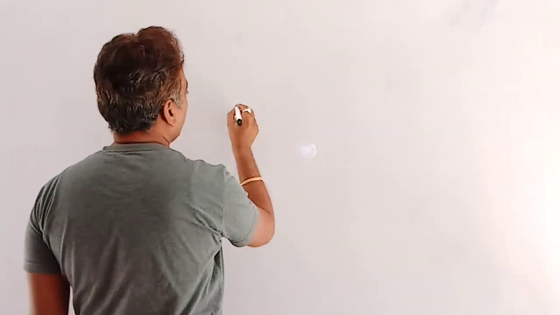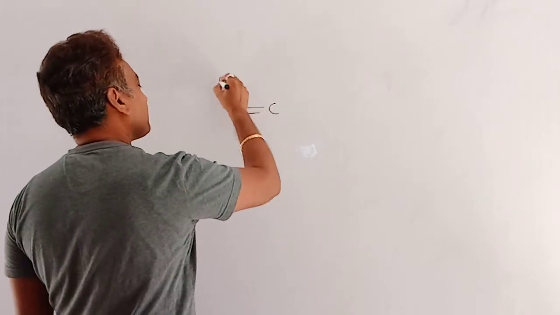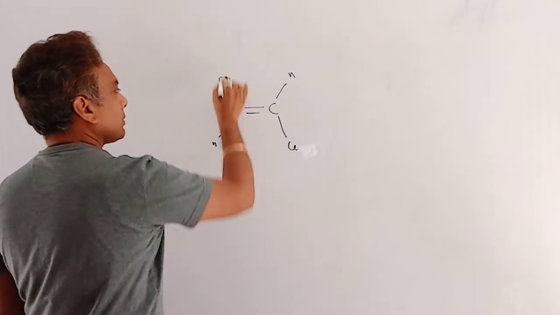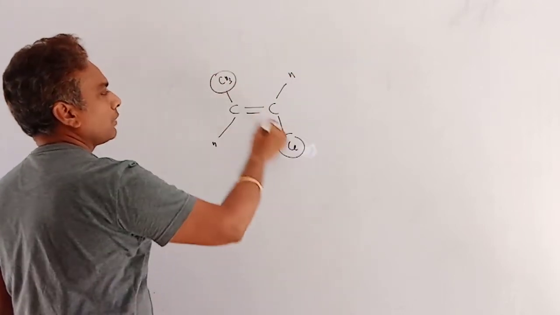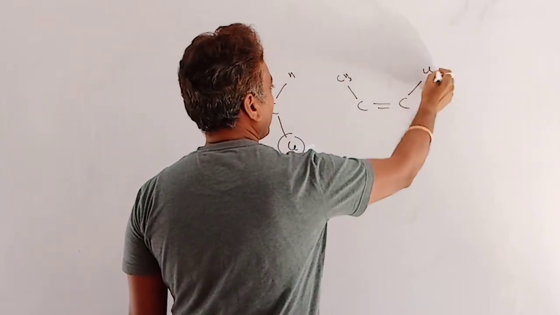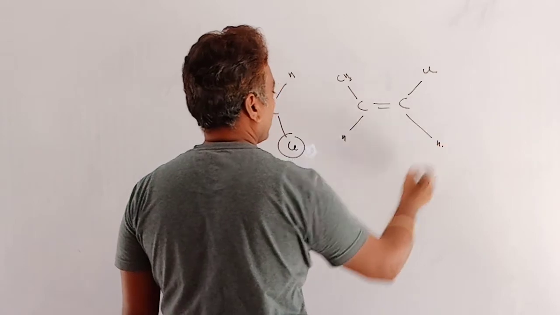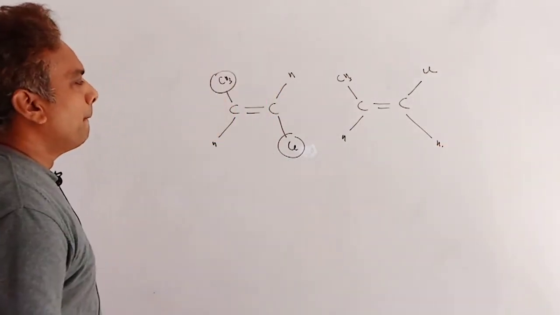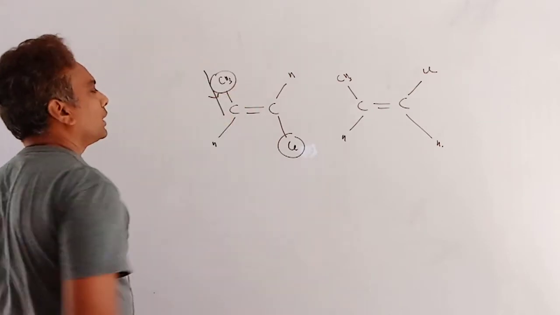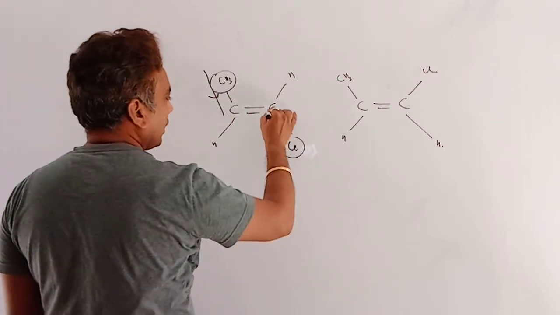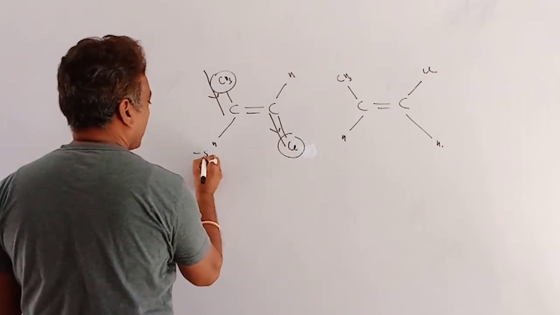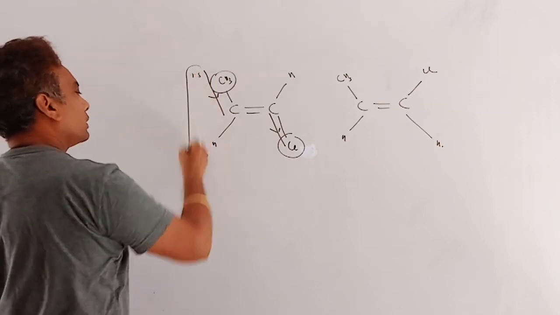But in case of dissimilar groups like chlorine as well as CH3, here is trans and here is cis. Methyl pushes the electron pair downwardly, but here chlorine pulls the electron pair downwardly. So downwardly gets partially negative, upward gets partially positive charge.